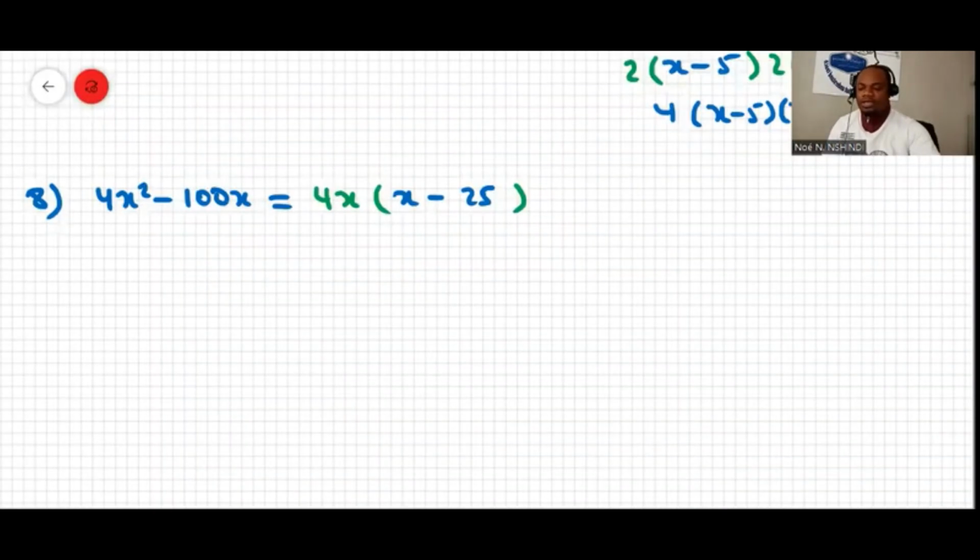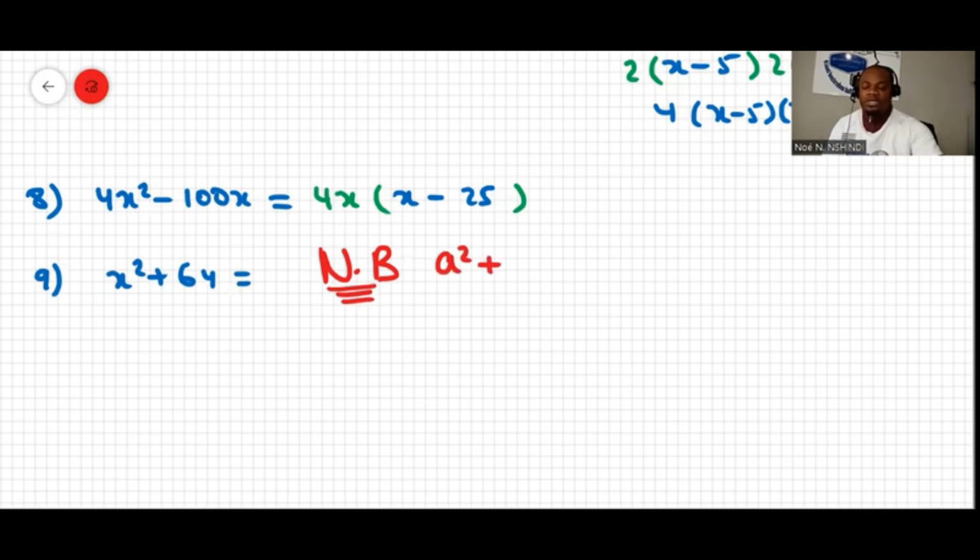Now we can do question 9. The question 9 was x squared plus 64. Now what to do here? Now this is where I need to draw attention. Nota bene, NB. We call it nota bene in Latin. This means I was saying there is no property for the sum of two squares, okay? This is still a squared plus b squared. So over here, the answer will remain x squared plus 64. We don't factorize this. There's no formula for that, no property, no nothing. So it remains this way, okay?